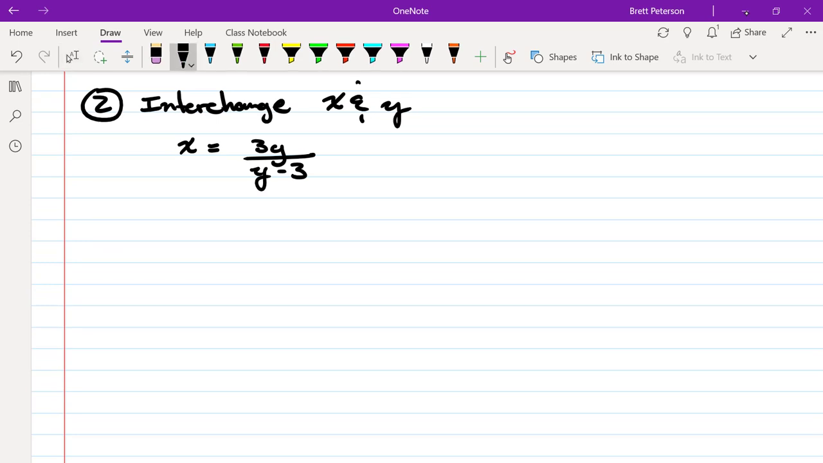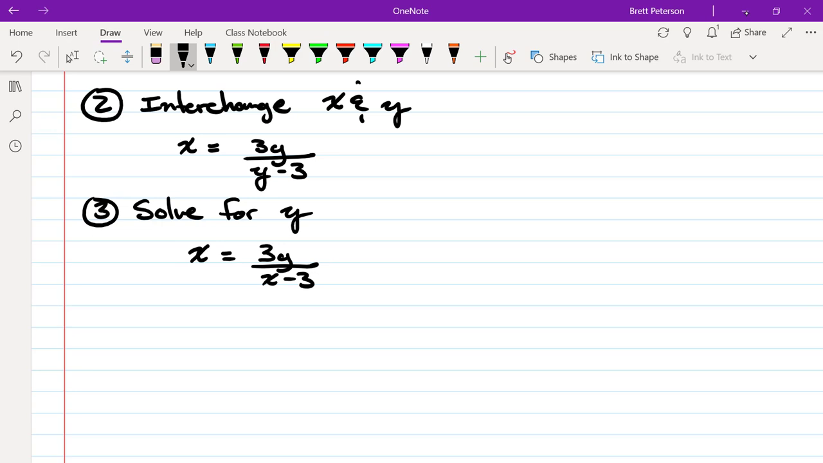Then our next step, step 3, is we're going to solve for y. So this is a rational equation in y, so we need to clear our fractions by multiplying by the LCD. And our LCD in this case is just y take away 3. So on the right hand side they reduce out, and that leaves us with y minus 3 times x. And we open our parentheses by distributing, so we get xy minus 3x is equal to 3y.